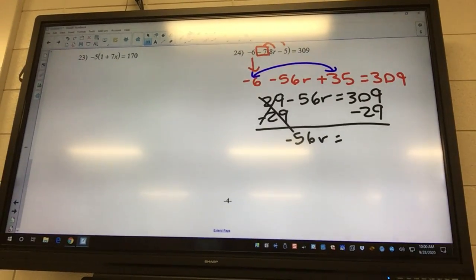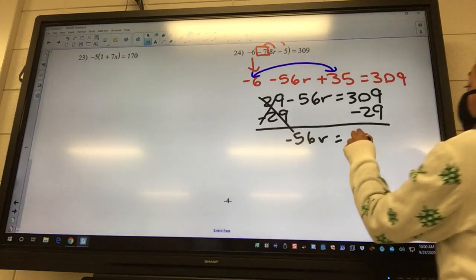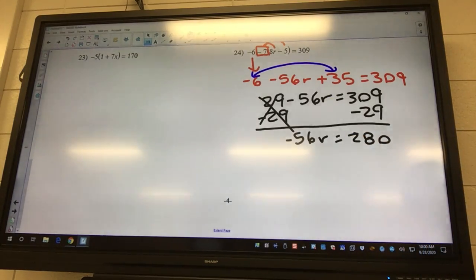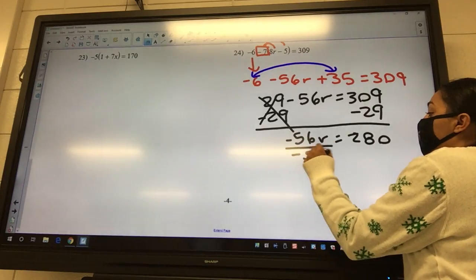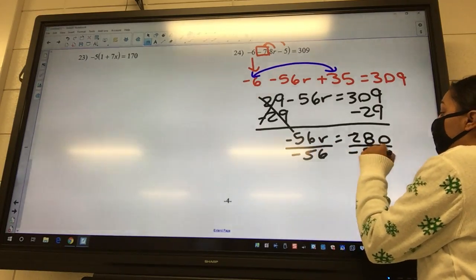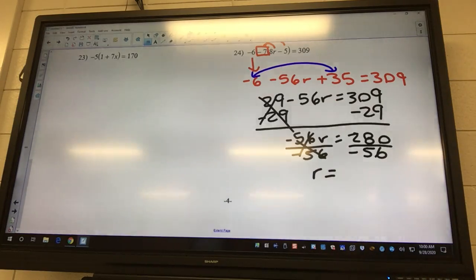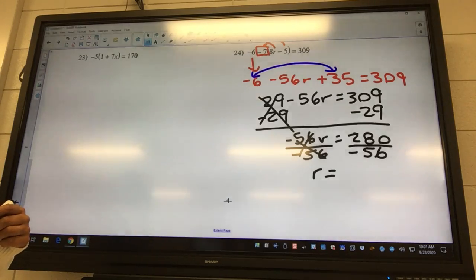280? Somebody agree? Yeah. What's our last step? r equals... Negative 5, somebody agree? Probably not.